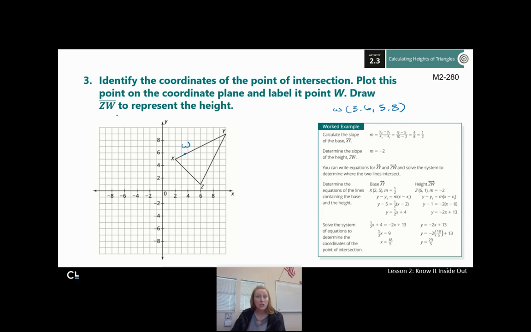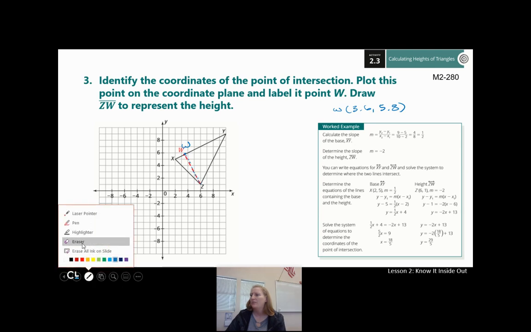Now we can draw ZW to represent that height. Woo! That was a bit of work. Here, that's prettier, huh? See, I did it all pretty like that.